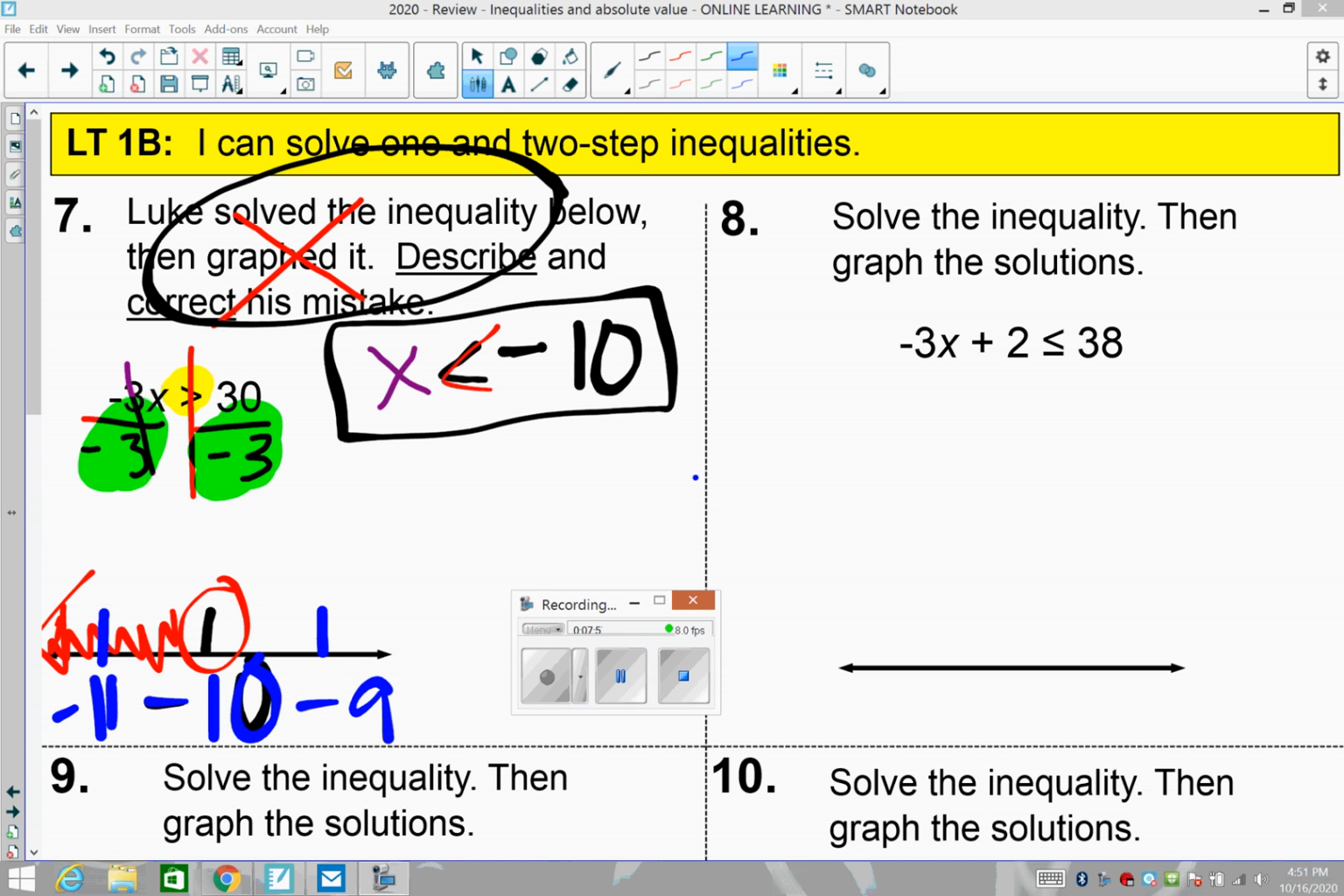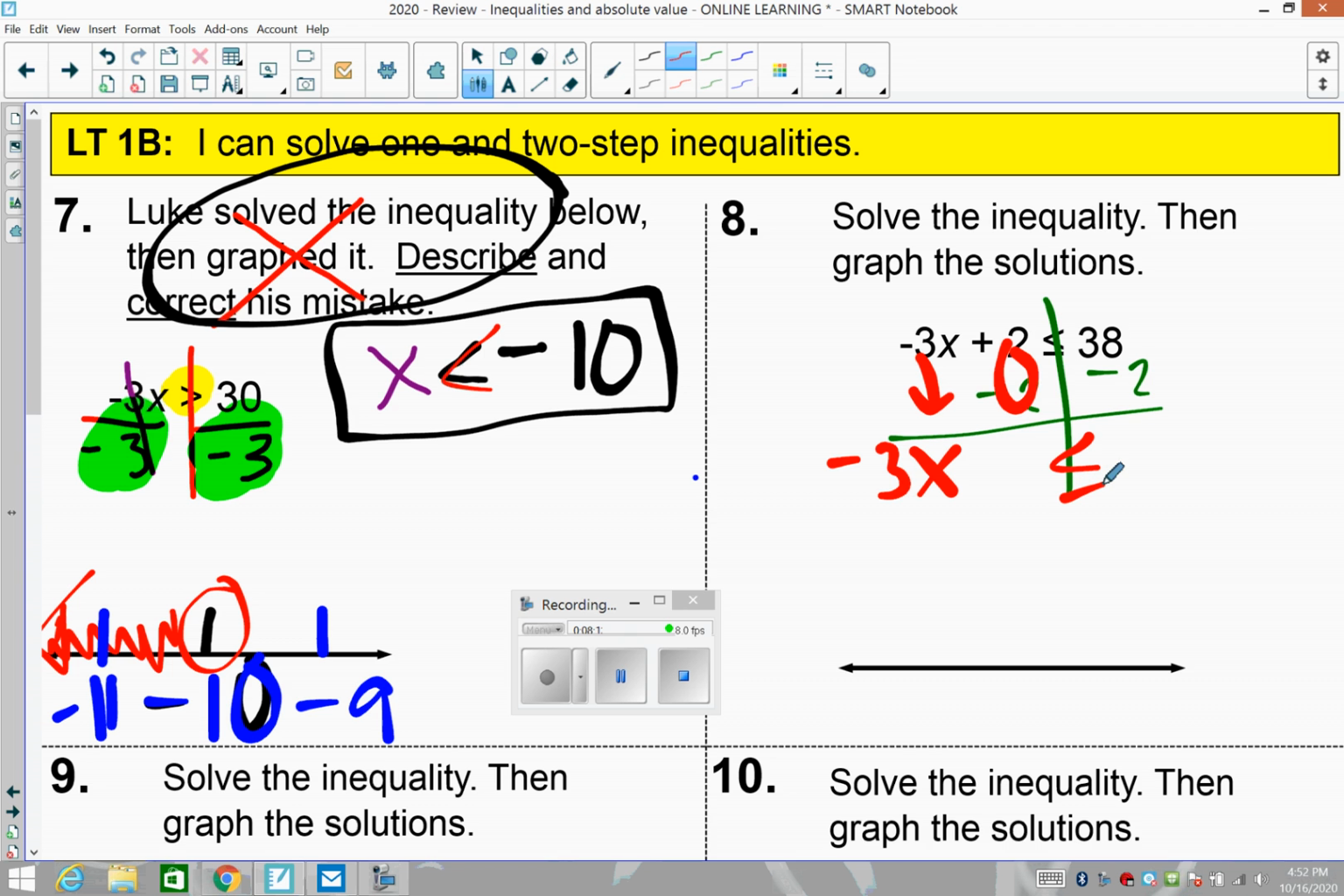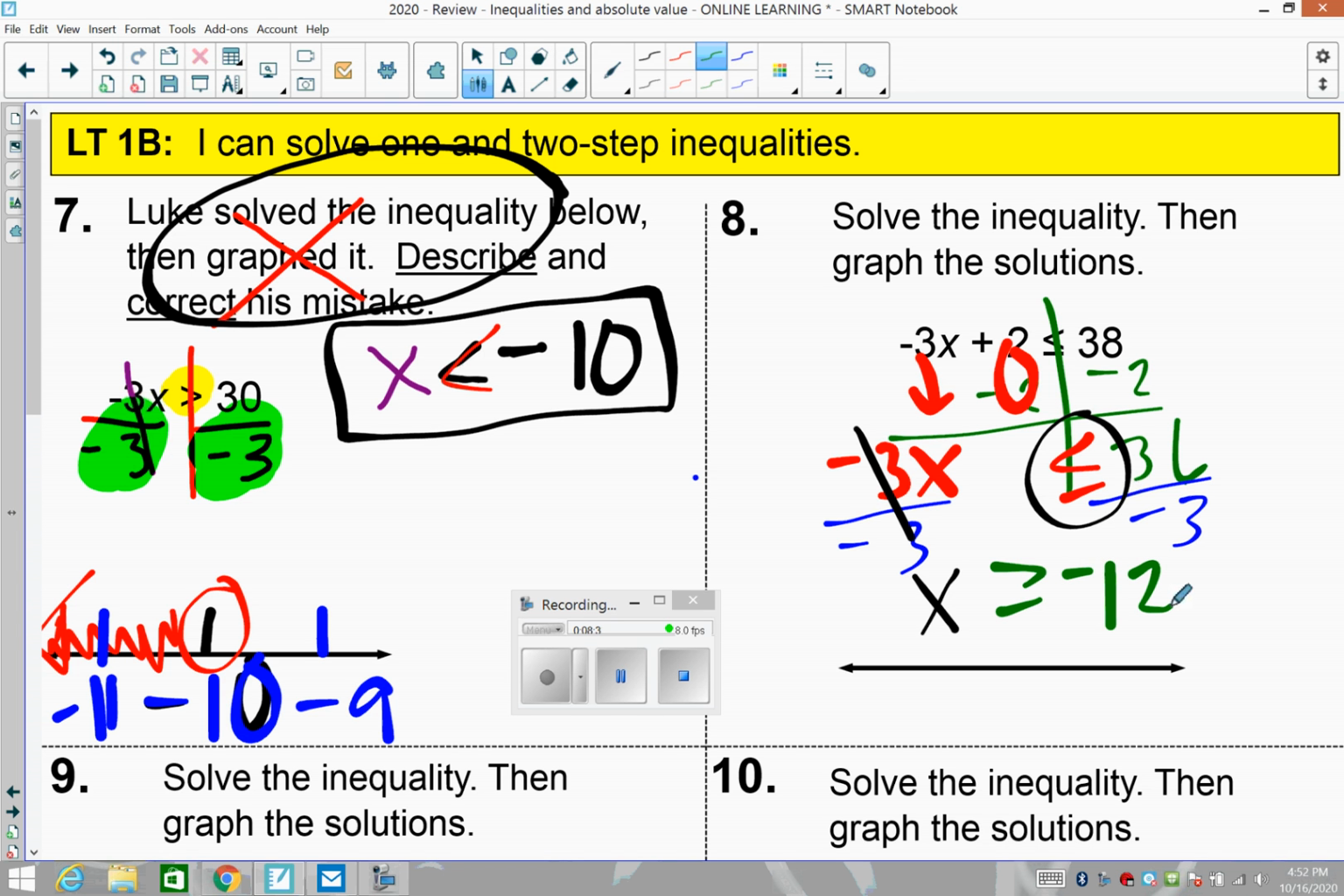Question number 8. Solve the inequality, then graph the solutions. So we're going to subtract 2, copy, paste, copy, paste. If I haven't used it, drag it down, drag it down. 38 minus 2 is 36. We're going to divide both sides by negative 3, copy, paste, copy, paste. Now, because we divided by a negative, this sign has to flip. So that gives us x is now greater than or equal to negative 12.